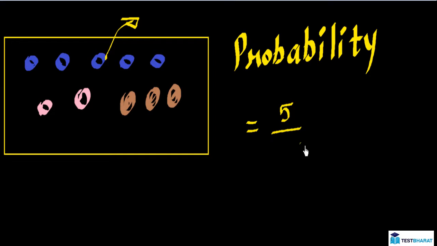And what could be the possible outcomes? The possible outcomes are 10, there are 10 possibilities. So the probability will be 5 over 10. Because half of the marbles are blue, the probability of getting a blue marble is half. So this is a very basic concept of probability.